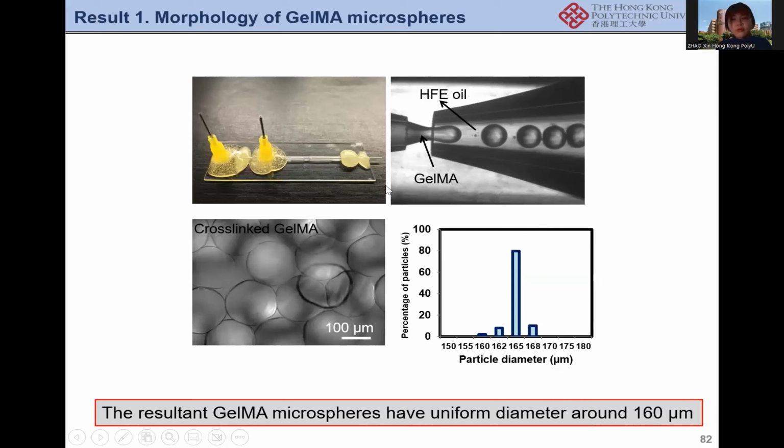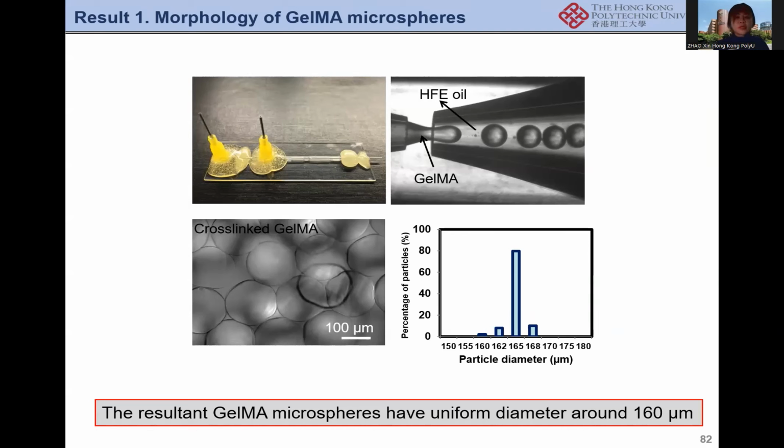So here is what we can do. What I did before was use a glass capillary. Here this is a JAMA solution, and outside is the oil. By forming this water-in-oil system, we can form these droplets. And by controlling different flow rates, we can control the microsphere sizes. The size we aim for is 100-something microns.